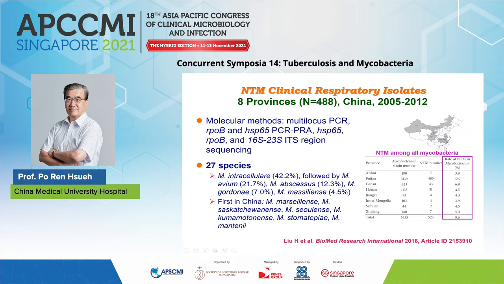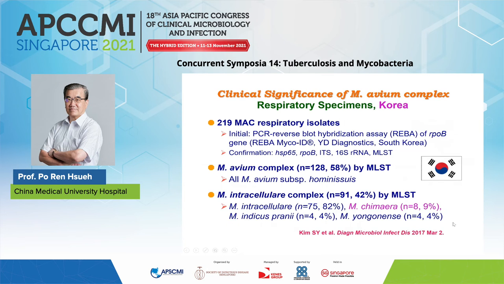But very interesting is the NTM proportion among all mycobacterium isolated in different provinces of China. You can see here from 4% to 13%. So the average is around 10%. This is quite low in comparison with data from Korea and Taiwan. So non-tuberculous mycobacteria could be underestimated in China.